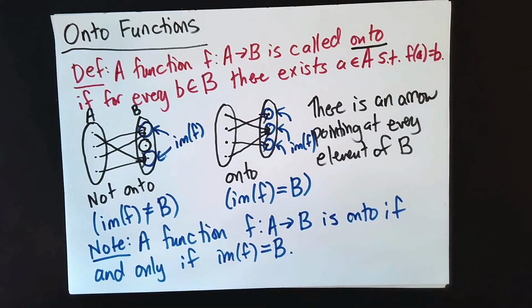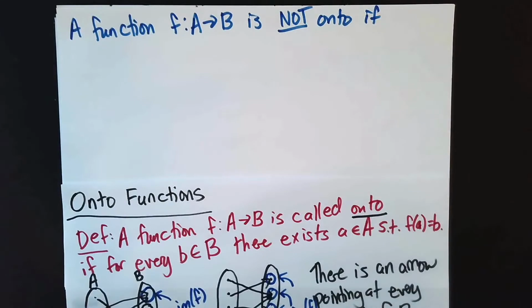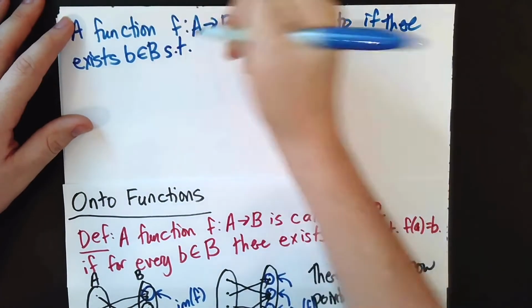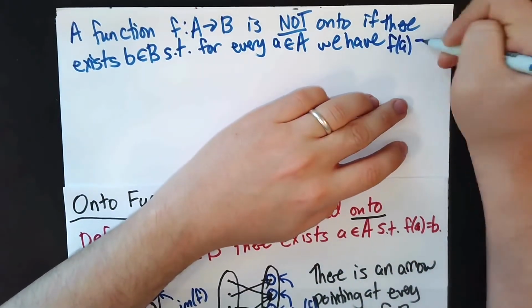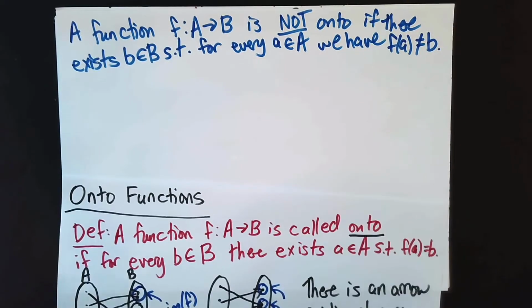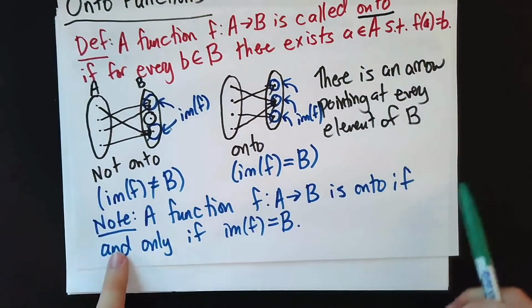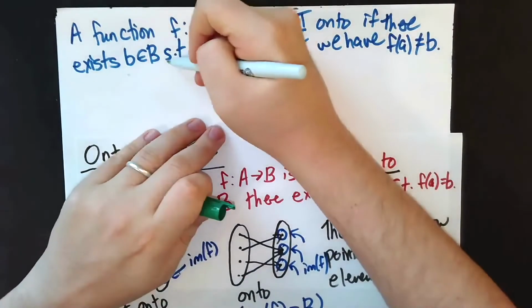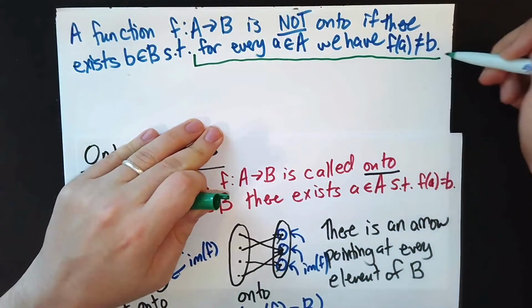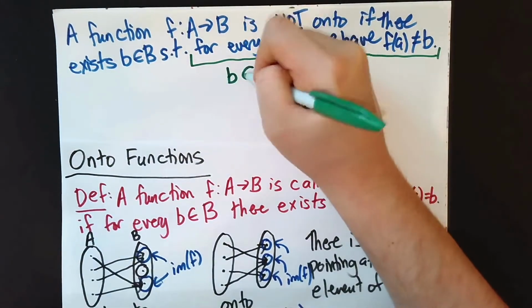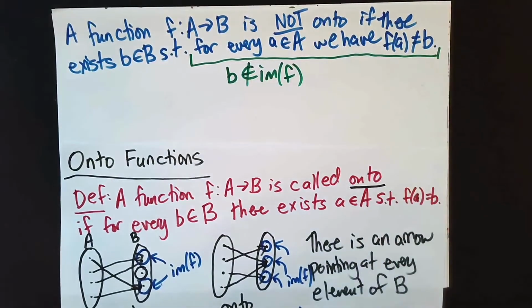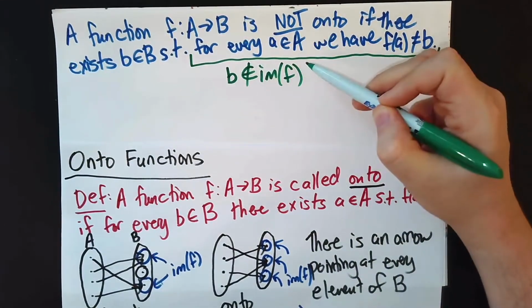Now, just like before, I think it's helpful if we also write down what it means for a function to not be onto. So in other words, what do I get if I negate this definition I've written down? So this for every becomes a there exists. This there exists becomes a for every. And then this f of a is equal to b becomes f of a is not equal to b. And if you liked framing this in terms of what it's saying about the image, this part here, that for every a in A, f of a is not equal to b, this is exactly saying that there exists a little b in B such that little b is not in the image of f. So that is a different way to say the same thing.